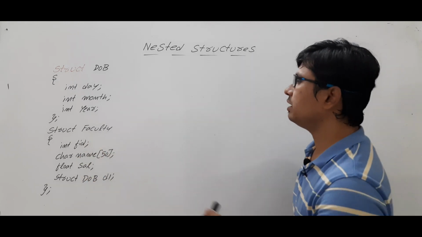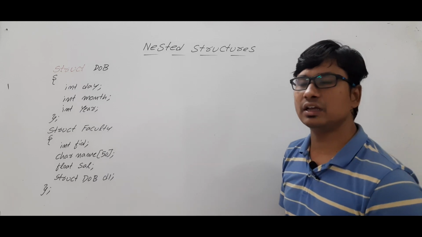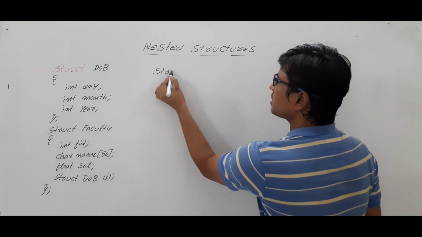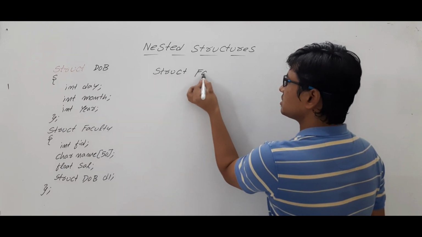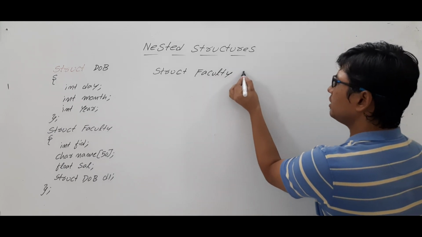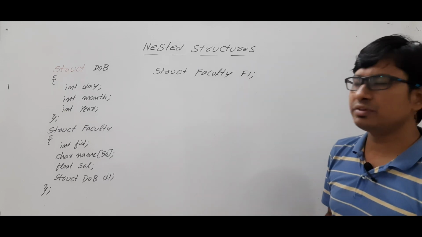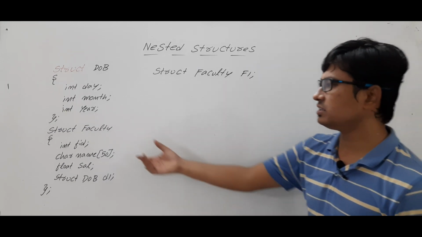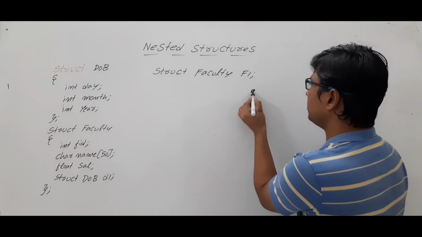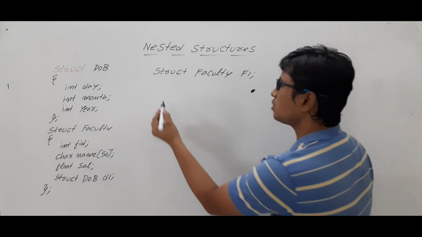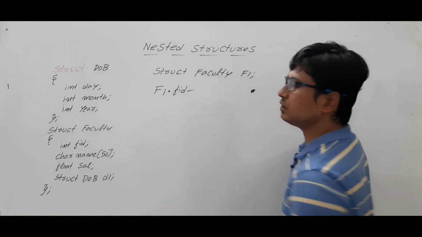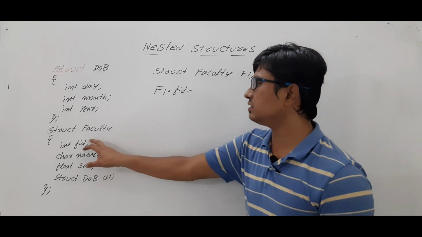Let me discuss this one. Now let me discuss how to declare a variable for the faculty structure. So you know it. We will use the keyword struct. Name of the structure is faculty and name of the variable. Let me write F1. So this is the way we can declare a variable for a structure. Okay, now we want to access them. We can access the members using the dot operator. So how to do it? F1 dot faculty ID. This is the way you can access the members within the faculty.